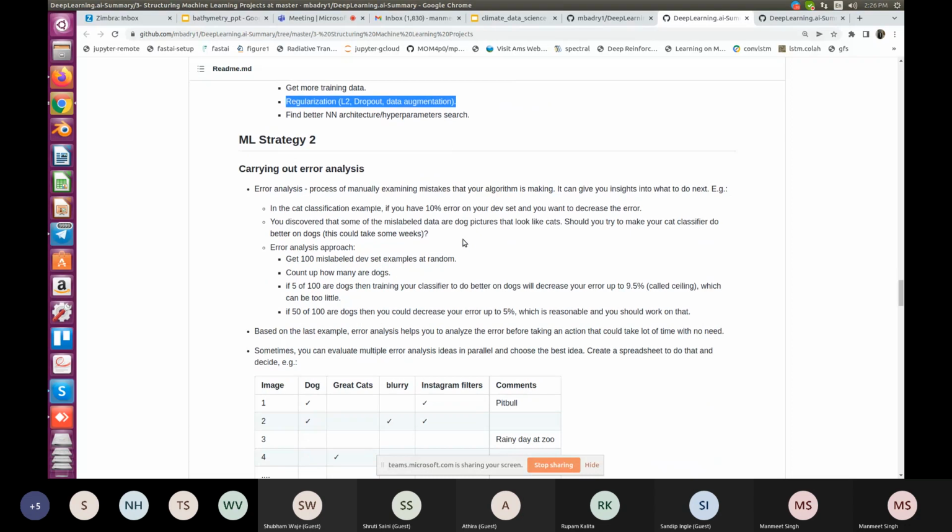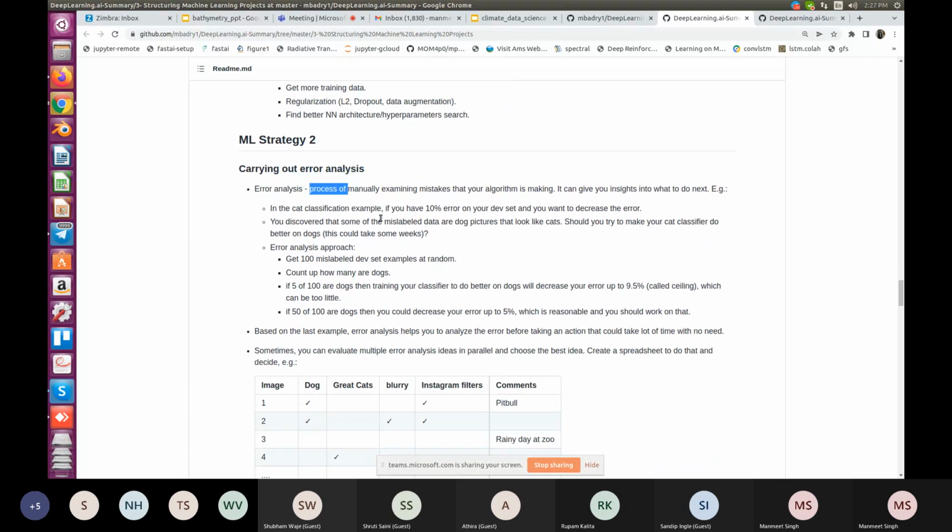And then there is another section, on ML strategy number 2, that Andrew discusses. The first one is carrying out error analysis. So you would analyze the errors at the time of training, or the validation and test error. It is the process of manually examining the mistakes that your algorithm is making.